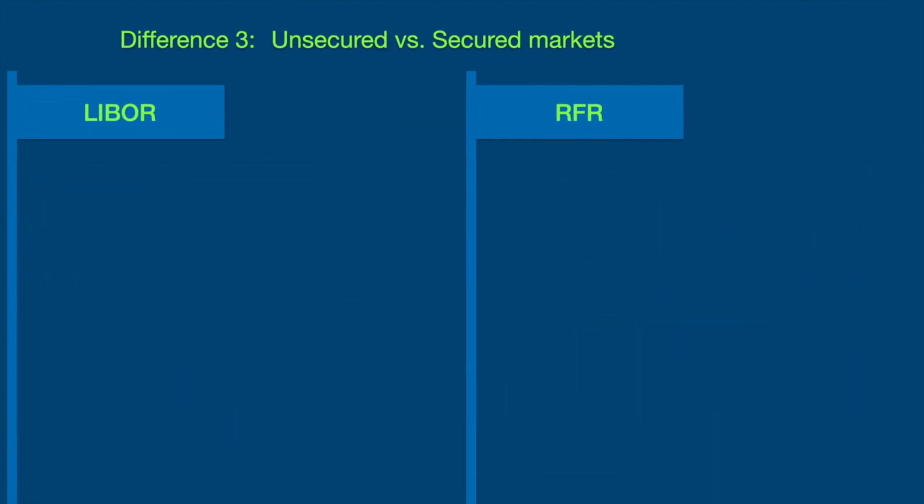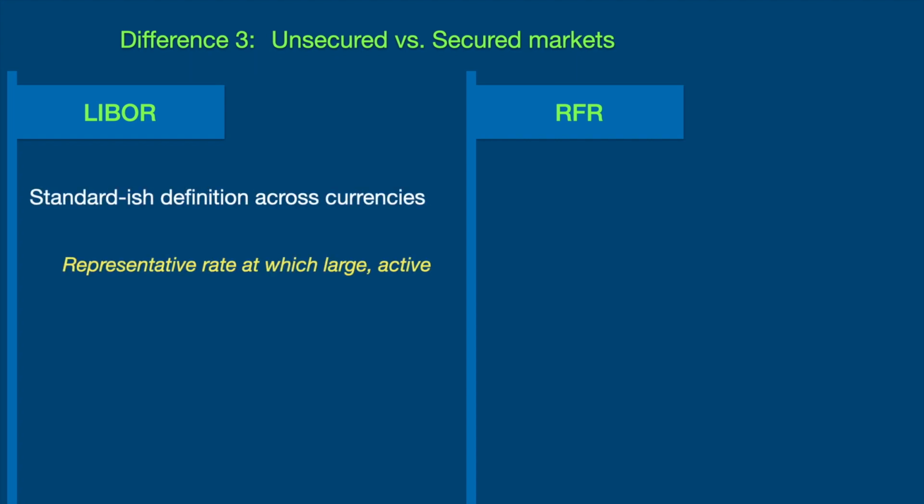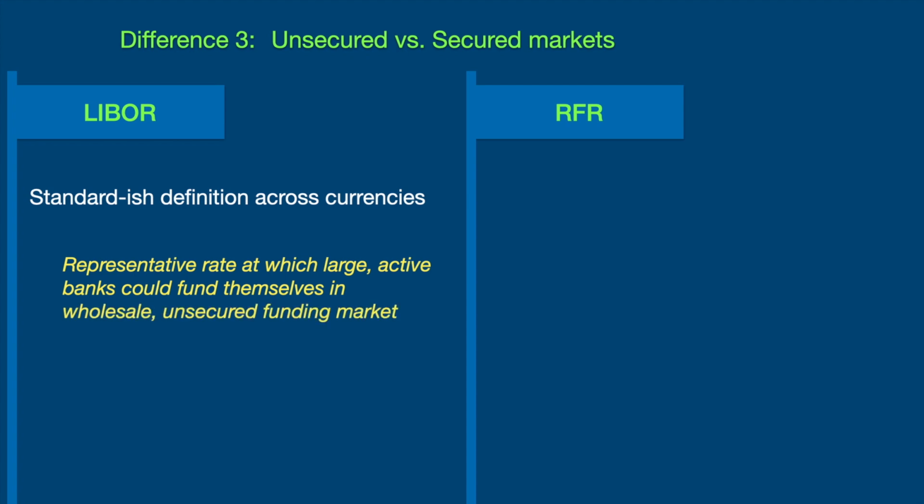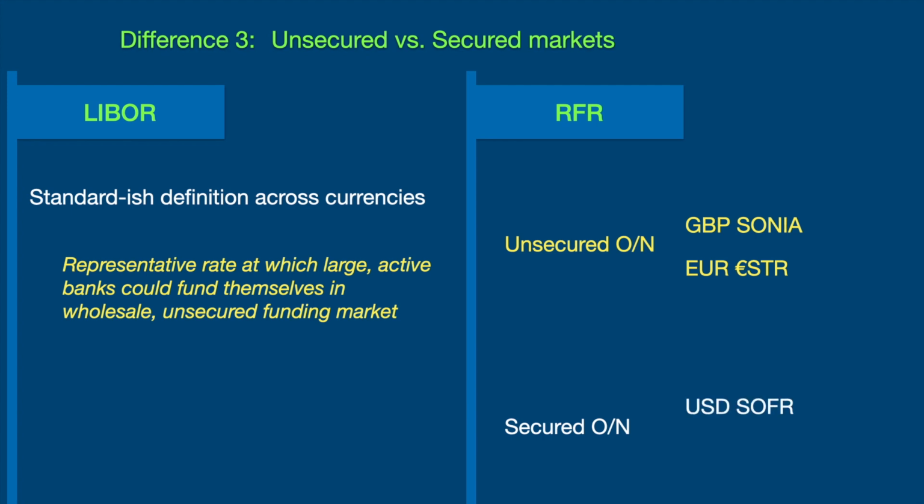LIBOR, for all its flaws, has one good thing. It's calculated on a more or less consistent basis across currencies. For all currencies, it represents the cost of wholesale unsecured funding. RFRs, on the other hand, can be unsecured, which is the case for SONIA and STR, or secured, which is the case for the USD SOFR and the Canadian CORRA. The consistency is not easy to achieve considering the differences in markets.